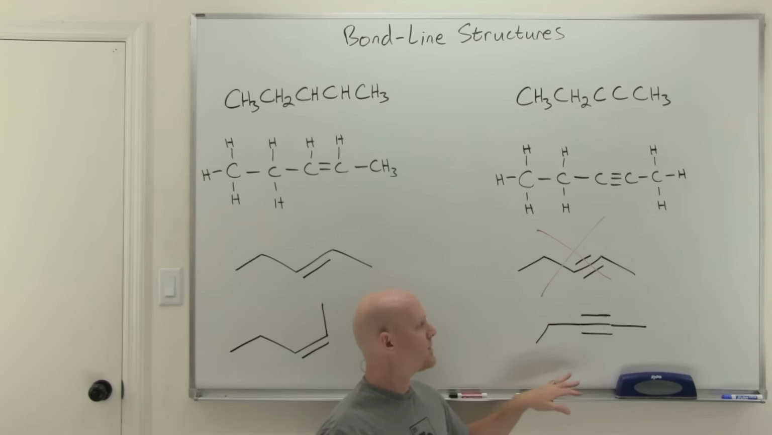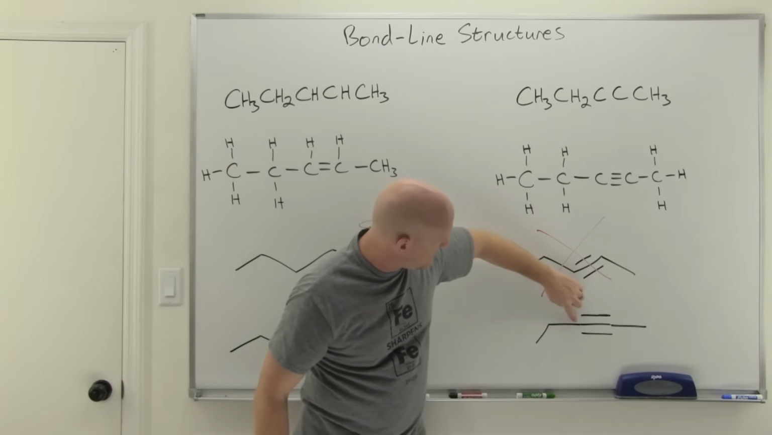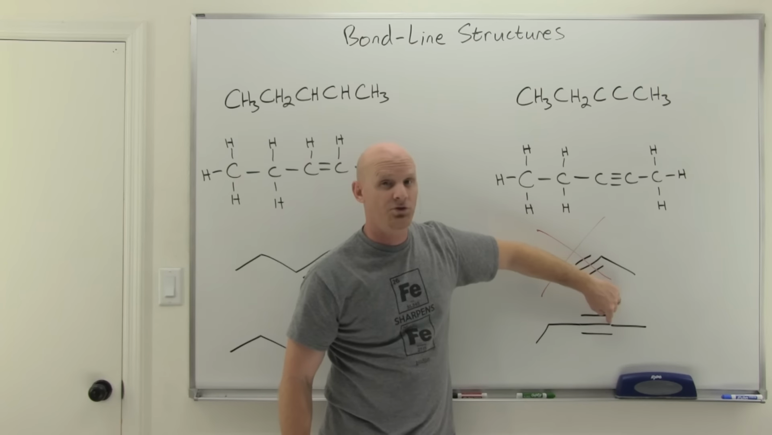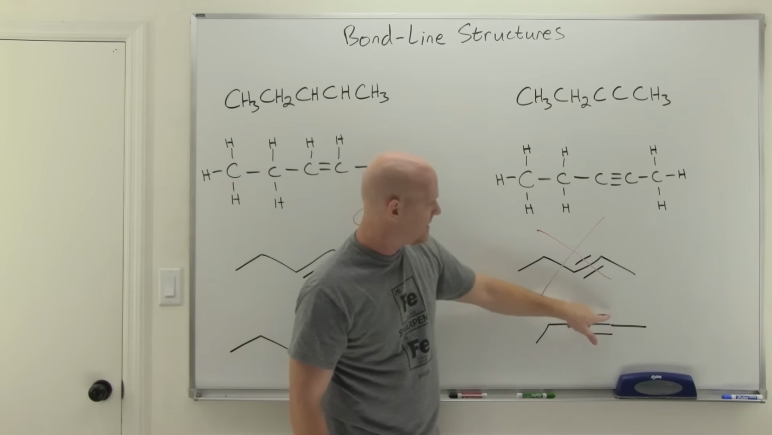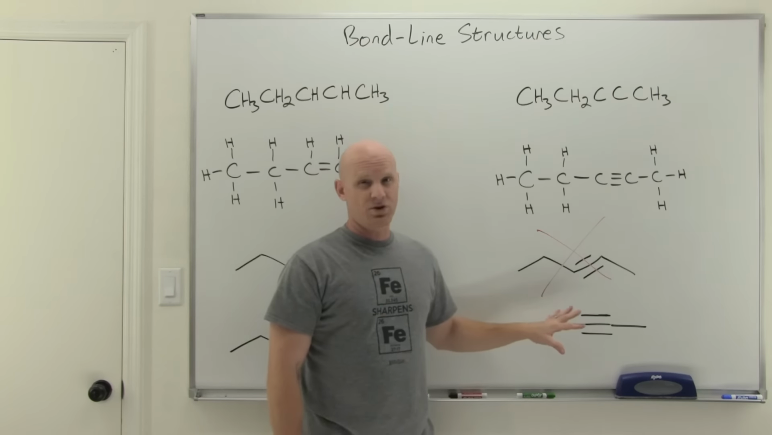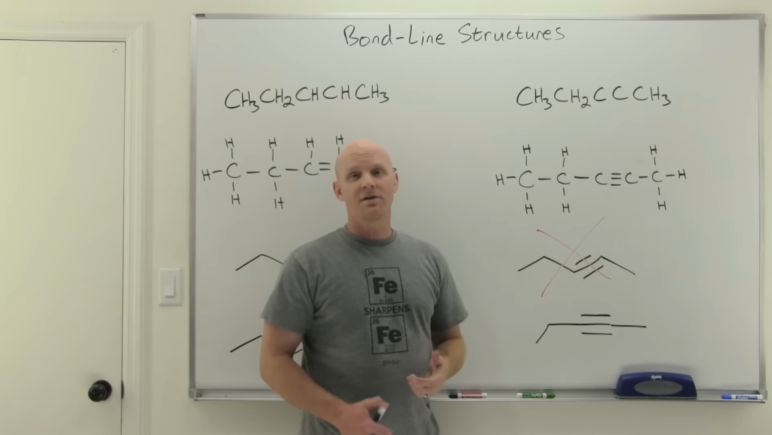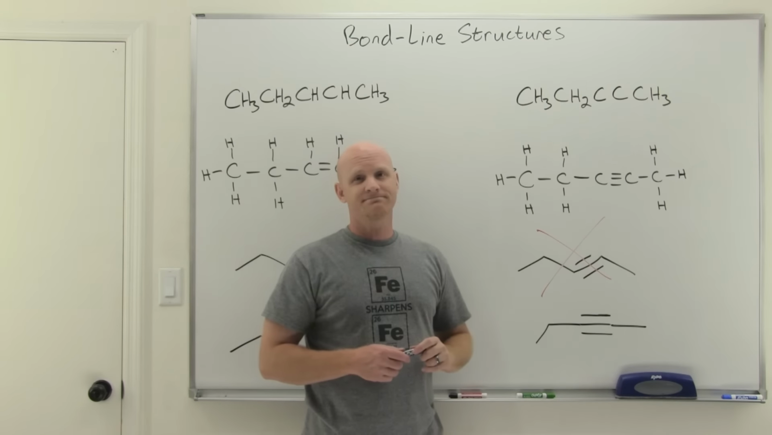A lot of students have a little trouble with this one, not recognizing that that vertex right there is a carbon, and that vertex right there is also a carbon, and we have 1, 2, 3, 4, 5 carbons in the chain. But with a triple bond, make sure the 2 bonds coming off the sp hybridized carbons are coming off at 180 degree bond angles.